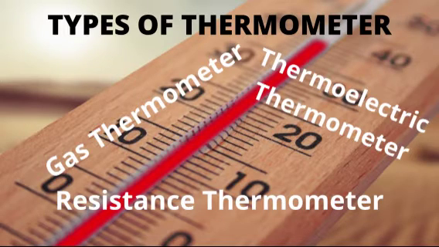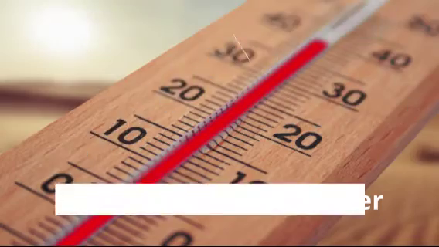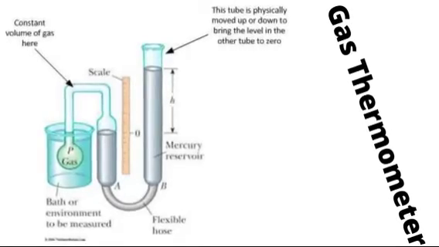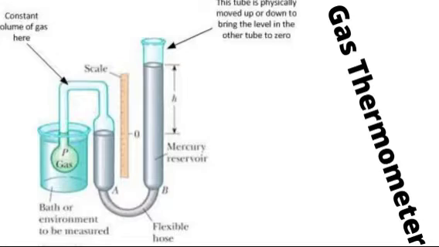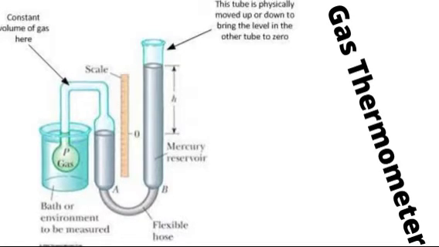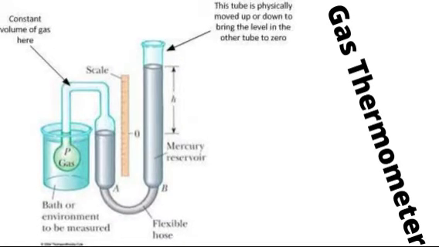Now we'll go to types of thermometer. We have different types, but the ones we'll be dealing with today in this topic are the gas thermometer, the resistance thermometer, and the thermoelectric thermometer. We'll be starting with the gas thermometer. The gas thermometer is a thermometer that deals with the increase in pressure of gas when there is an increase in temperature. That's a picture of the gas thermometer.